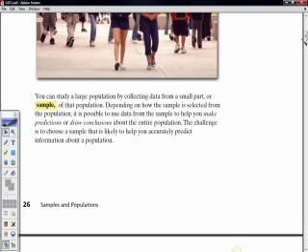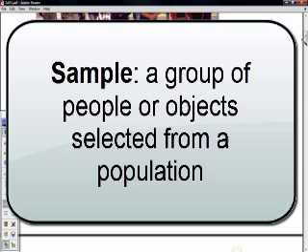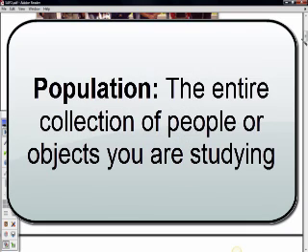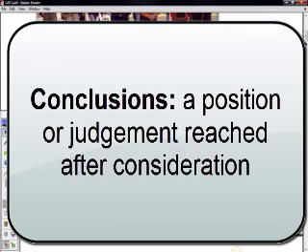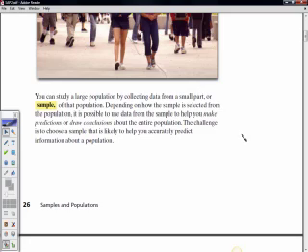I'm going to pause here. Let's get down some definitions. First of sample, and you can pause the video if you need some more time. Then of population, predictions, and conclusions. So make sure those 4 are in your notes and something that you know of for the future.